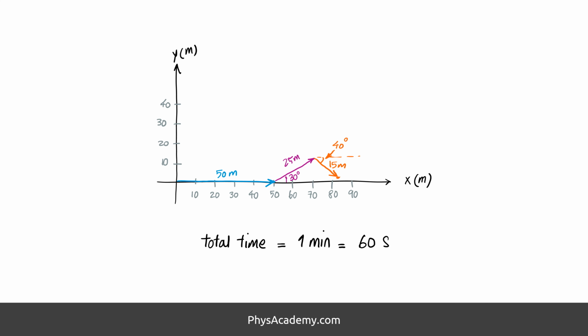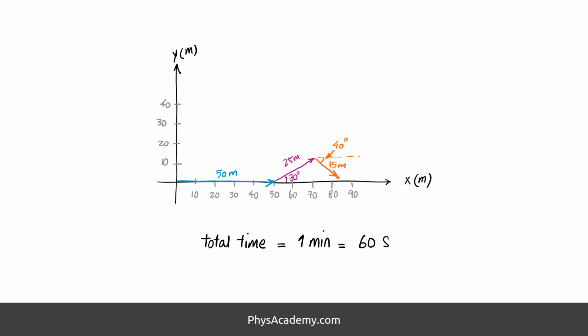Before answering the questions, let us, as accurately as possible, sketch the displacement vectors of each section of the track in a coordinate system. The first section of the motion is straight along the x-axis for 25 meters. The second section of the motion is 30 degrees in a counterclockwise direction for 25 meters.